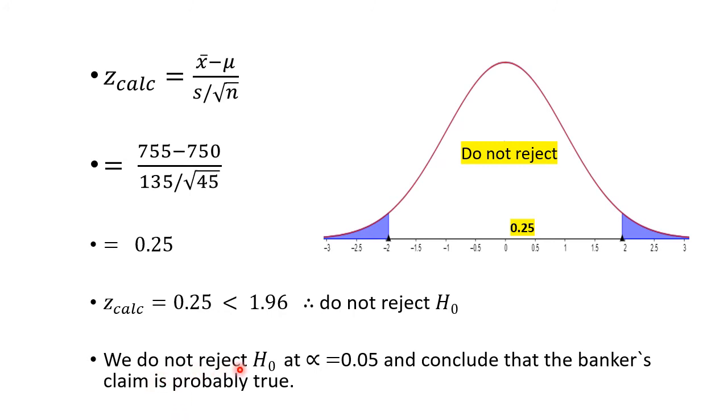We then conclude that we do not reject H naught at 5% significance level and conclude that the banker's claim is probably true, because they were claiming that it is equal to 750, and that claim is true.